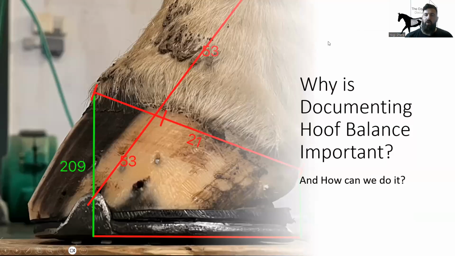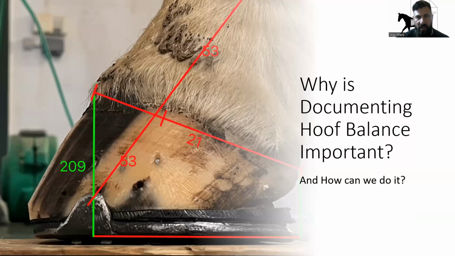Why is documenting hoof balance important and how can we do it? Today I'm going to be talking to you about HoofmApp, how to use HoofmApp, why I created it, those kind of things. Today we're going to be focusing on the dorsopalmar balance, so the lateral view, and how to use HoofmApp in the lateral view.